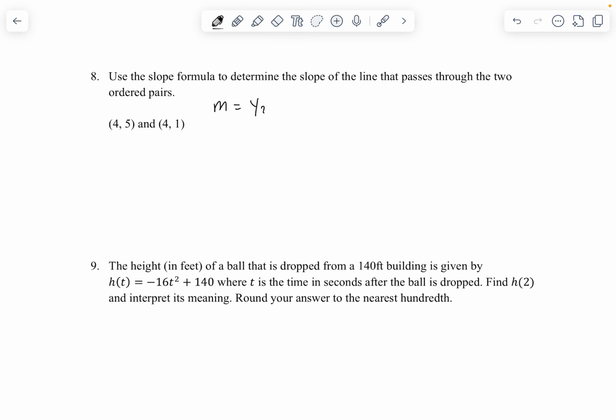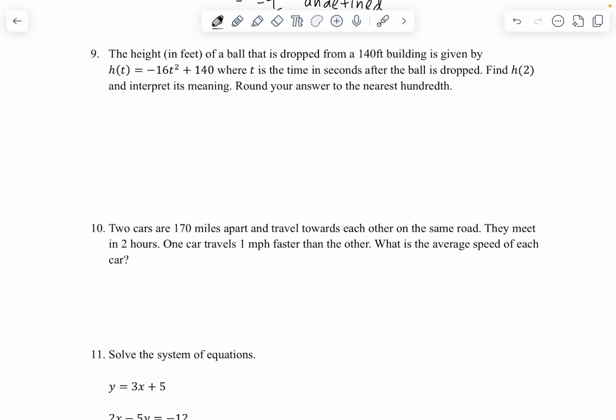Okay, number 9 here. The height in feet of a ball that is dropped from a 140-foot building is given by this function, h of t equals negative 16t squared plus 140, where t is the time in seconds after the ball is dropped. Find h of 2 and interpret its meaning. Round your answer to the nearest hundredth.